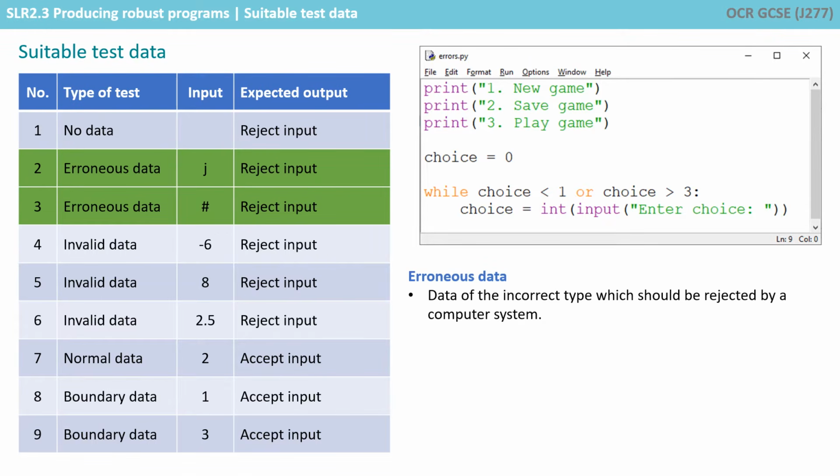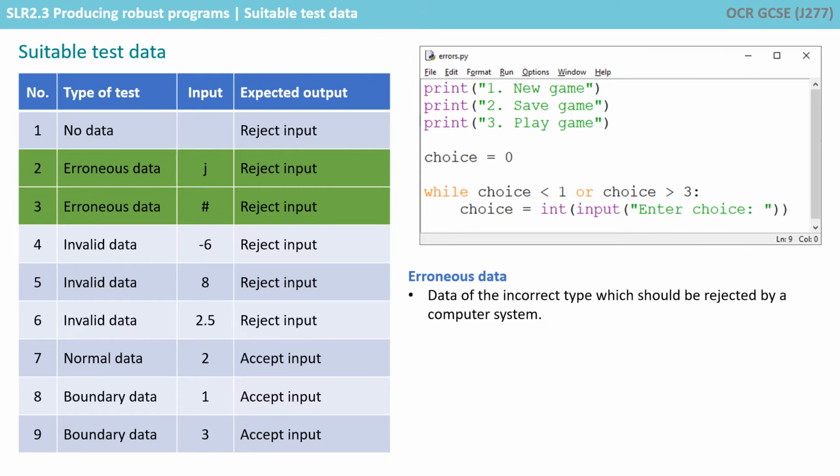The rest of the tests can be broken down into 4 types, where we're testing for erroneous data, invalid data, normal data and boundary data. And we want to make sure that you understand all 4 of these terms as they're specific to the exam and they might come up. So the first is erroneous data. This is any data of the incorrect data type. So this should be rejected by the computer system.